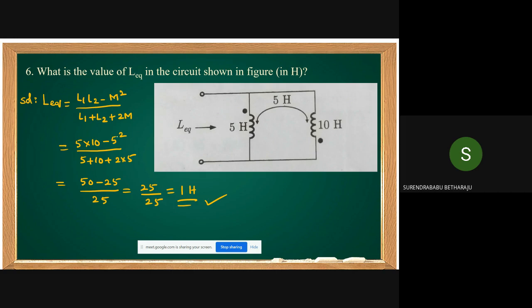Maybe you substituted minus 2M. That's why you got 5. That is wrong. This is for opposing. If it is aiding, then here it is a minus in parallel connection.